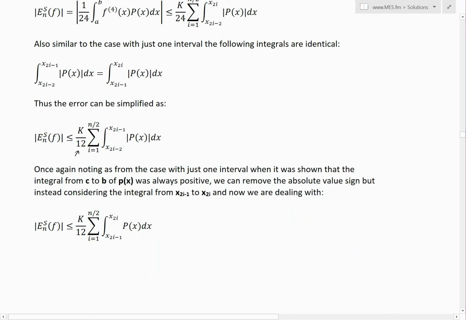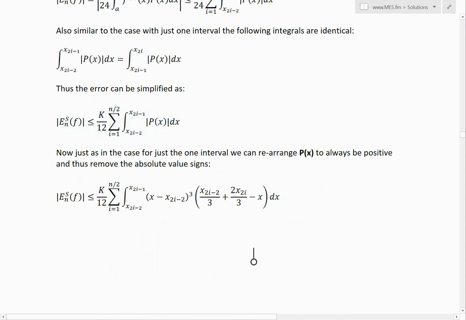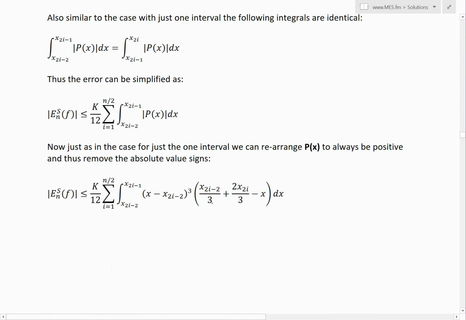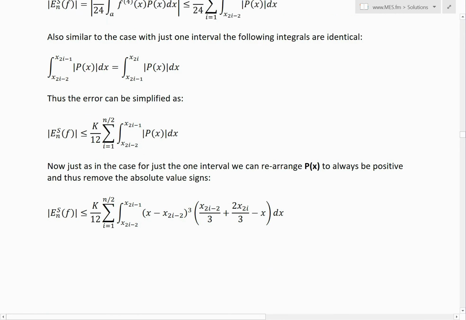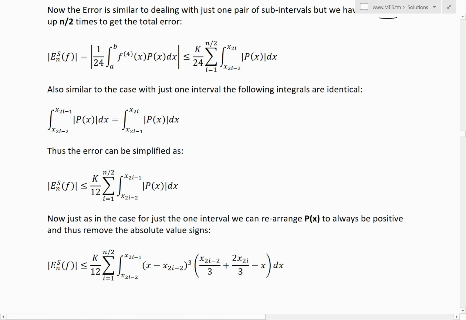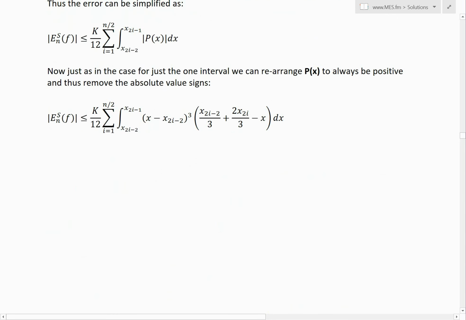So now, just as in the case for the one interval, we can rearrange p of x to always be positive and thus remove the absolute value signs as I did here. So this is exactly the same thing as when you scroll above here, except I just switched these back and forth just so that it's always positive, because those were always negative. So I just put a negative sign, just flip these around.